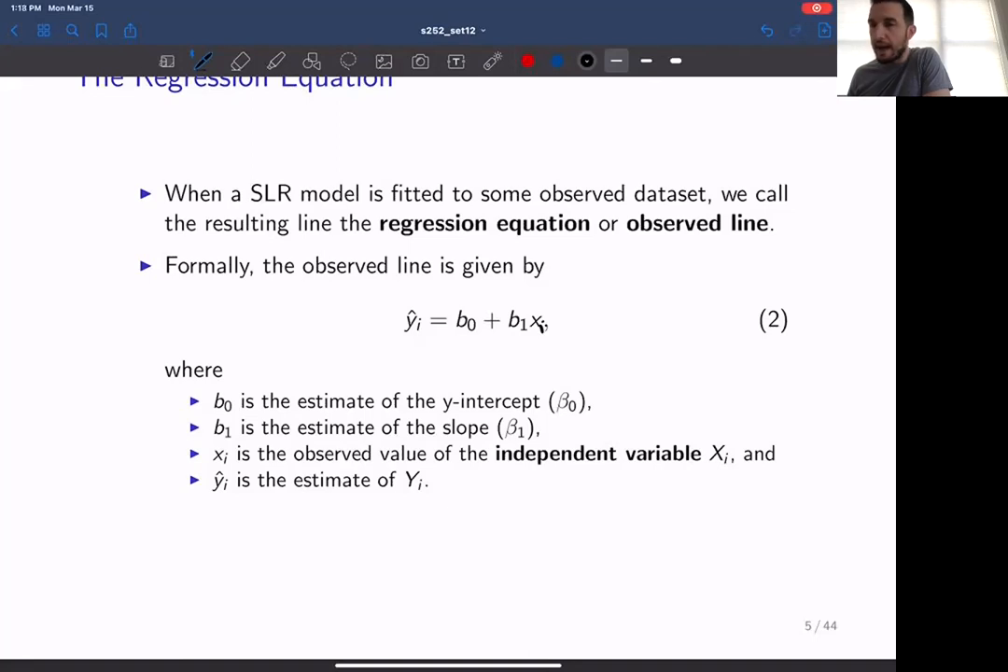And the yi hat, which is shown here, is saying that based off of x, b0 and b1, we now have an estimate of the value of y that comes from the line that we are fitting. Okay, so the hat on top of the y means estimate of the population values of y.